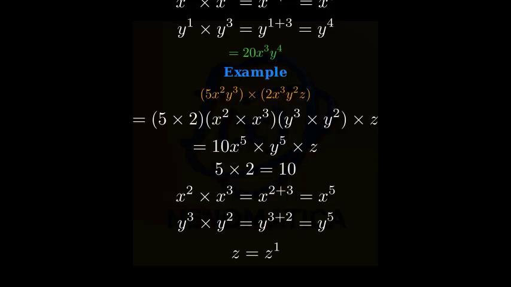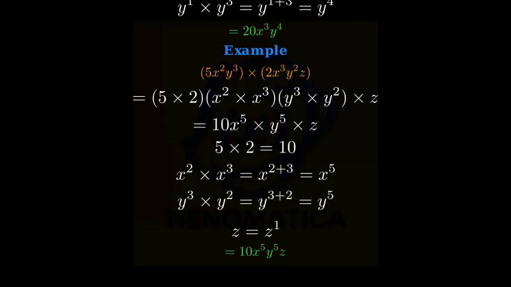X squared times x cubed equals x to the power of 2 plus 3, which is x to the fifth power. Y cubed times y squared equals y to the power of 3 plus 2, which is y to the fifth power. And z remains as z with an exponent of 1. Our final answer is 10x to the fifth power y to the fifth power z.